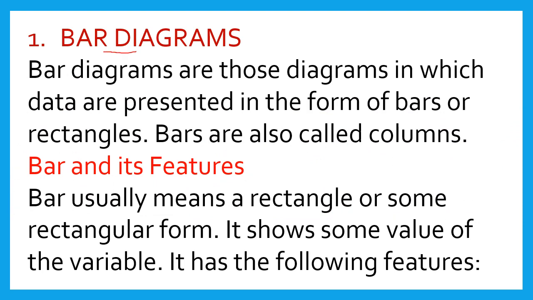So basically, what are bar diagrams? Bar diagrams are those diagrams in which data are presented in the form of bars, or we can say rectangles. Bars are also called columns. What are the features of a bar? A bar usually means a rectangle or some rectangular form. It shows some value of a variable. It has the following features.